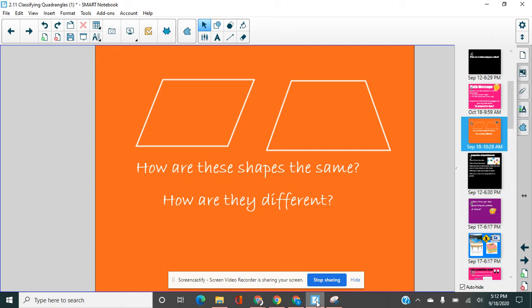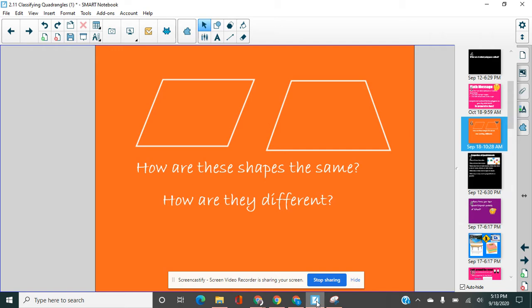Today we're going to talk about classifying quadrilaterals. And we're going to start off with these two shapes. Take a look at these two shapes. And first, I want you to be able to tell me one thing that is the same about these two shapes. And now tell me one thing that is different.